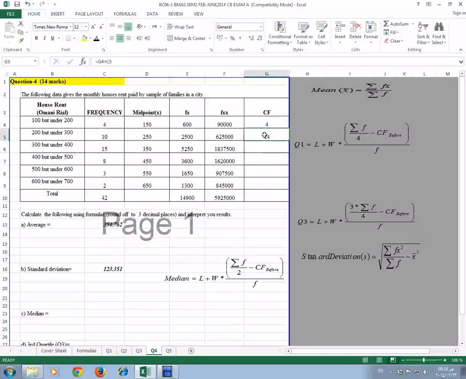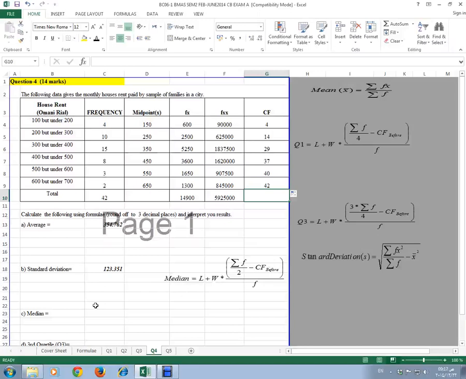So instead of doing that one by one, I can drag it, and if you check it, you will find the first one is 4 plus 10 is 14, 14 plus 15 is 29, 29 plus 8 is 37, 37 plus 3 is 40, 40 plus 2 is 42. And there is no total for CF. This is the total number of frequencies, or number of houses we have, which is 42, so we are not going to have a total for that. And in the formula there is no total of CF.